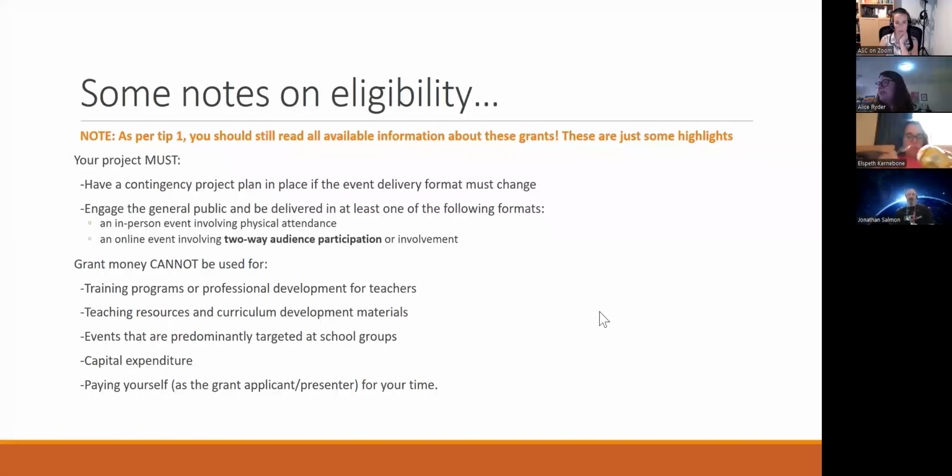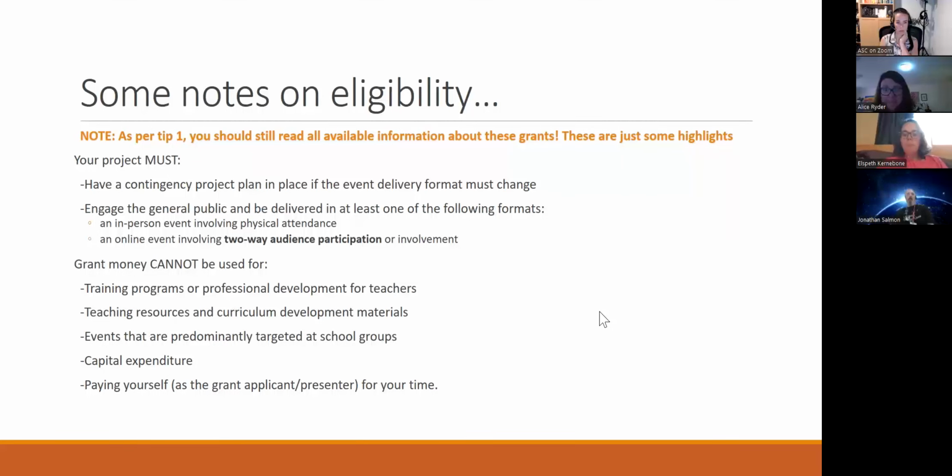And your event needs to engage the general public and be delivered either as an in-person event involving physical attendance or an online event involving two-way audience participation. So it can't just be you talking and yelling out into the void of the universe. There needs to be a degree of participation if it's an online event.